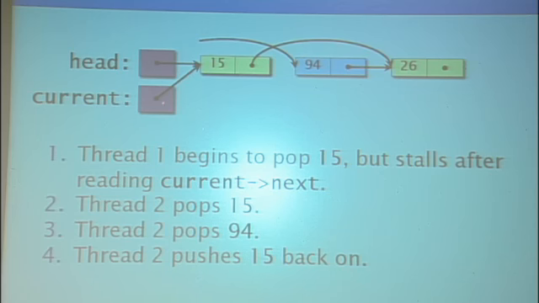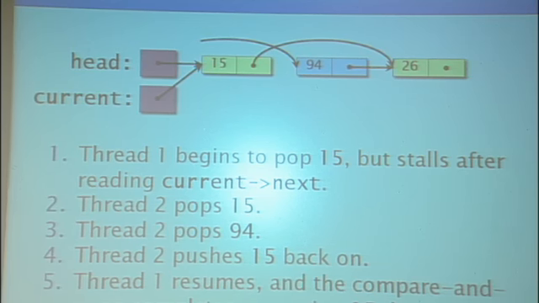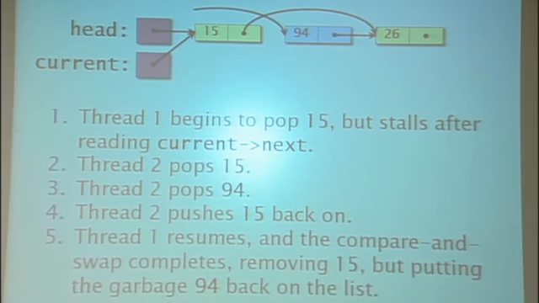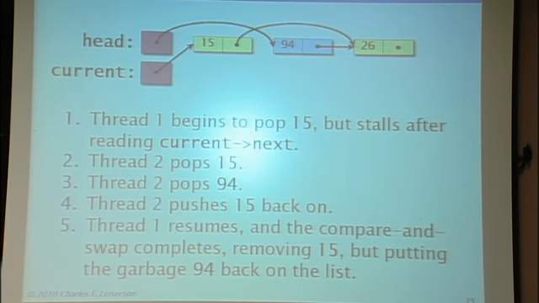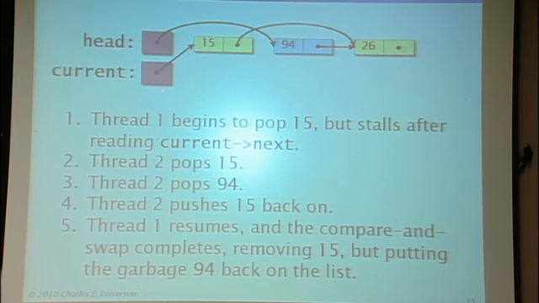Okay, thread 1 now looks, and it now completes and does its compare and swap. It resumes, splicing out 15, which it thinks it has, but it doesn't realize that other stuff has gone on, and now we've got a mess. Okay? Now we've got a mess.